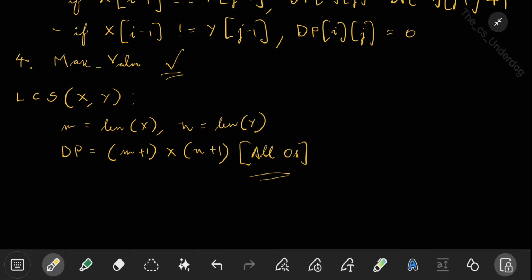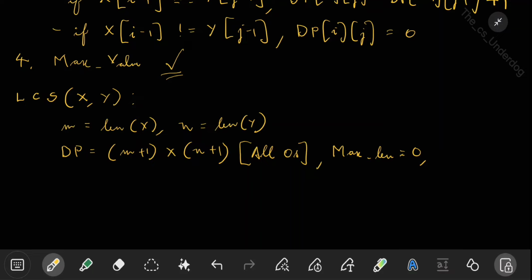Then you should have two variables. One is, in order to keep track of whichever is the maximum value, you should have one particular entry called, let us say, max length. So we'll initially say max length is equal to 0. And then you should also keep track of the particular index which is giving you the max length.